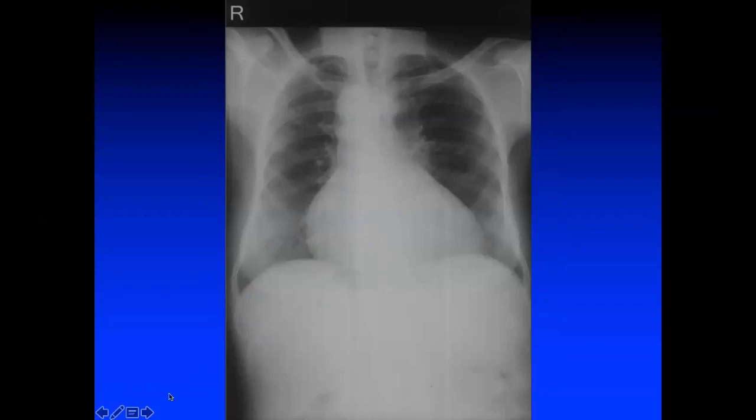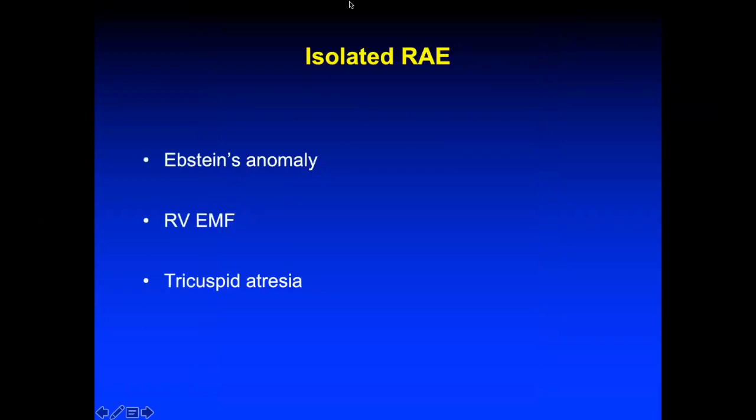So if someone asks you what are the causes of isolated right atrial enlargement: obviously there are other causes of right atrial enlargement, be it atrial septal defect or pulmonary hypertension. But isolated, like a person only has the right atrial enlargement, there are three causes: Ebstein's anomaly, right ventricular endomyocardial fibroelastosis, and tricuspid atresia. So these are three important causes of isolated right atrial enlargement.